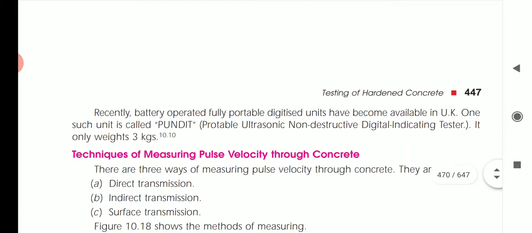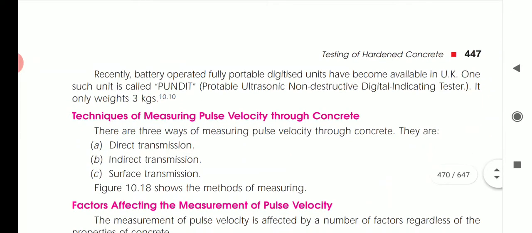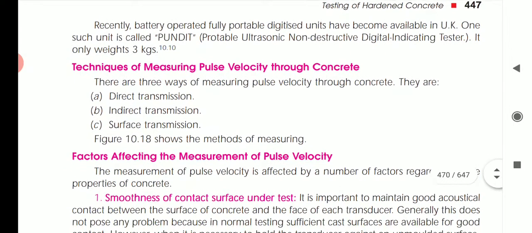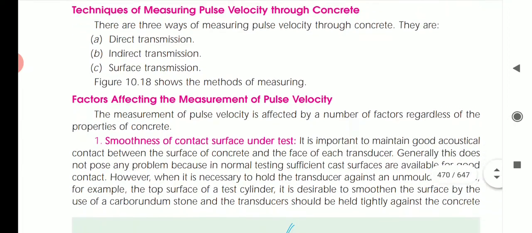Recently, battery operated, fully portable digitized units have become available in the UK. One such unit is called the Pundit ultrasonic digital tester. The types of measuring pulse velocity through concrete are direct transmission, indirect transmission, and surface transmission.